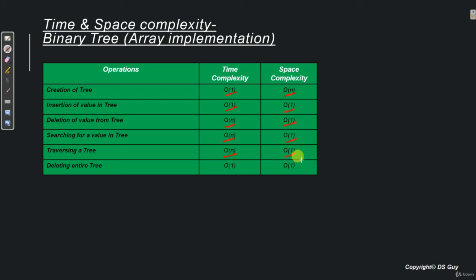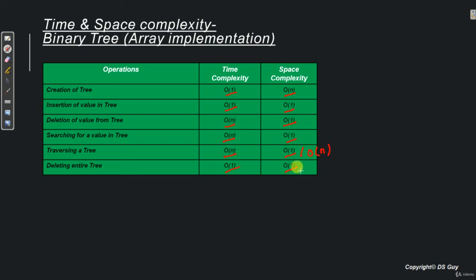Now here I am assuming that we are doing a level order traversal. But in case we are doing an in order, post order or pre-order traversal, the space complexity will become order of n because of use of internal stack. Now deleting an entire tree was taking order of 1 time and space complexity was again order of 1.